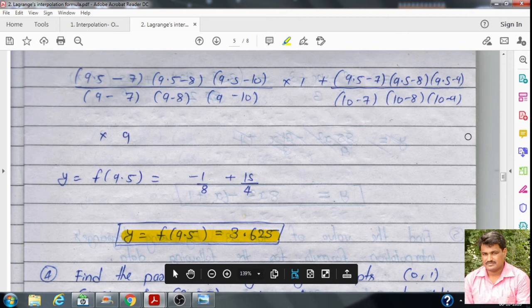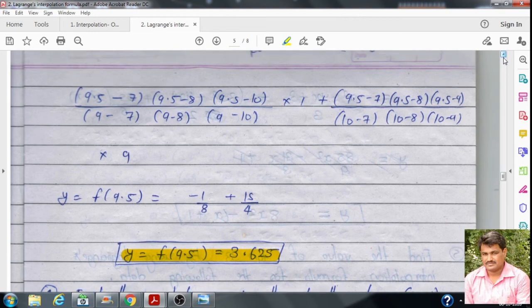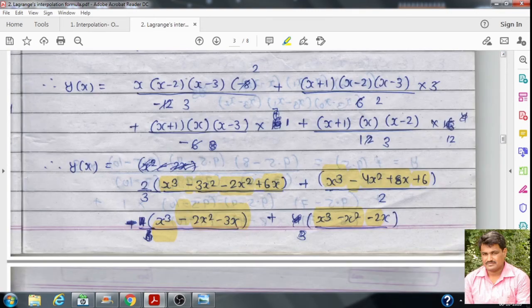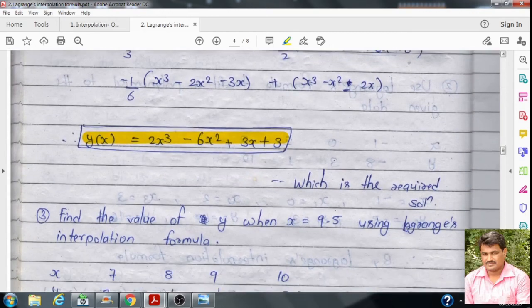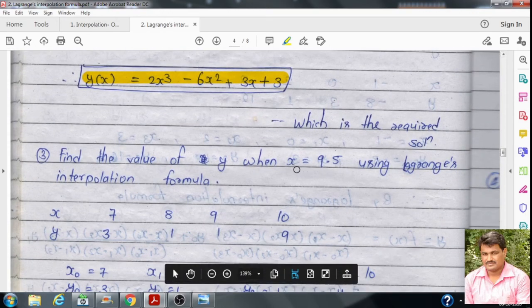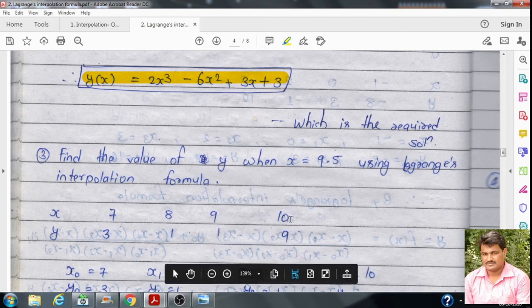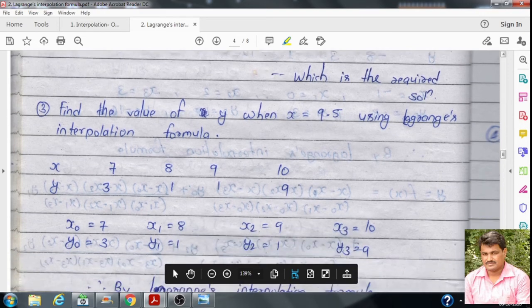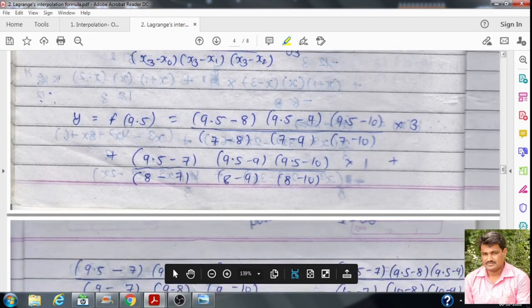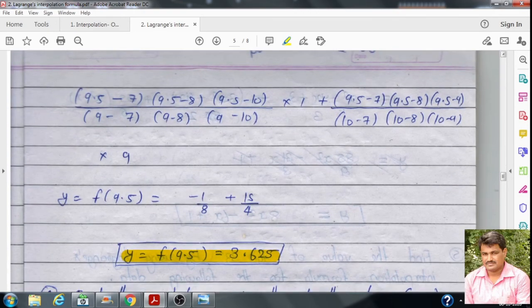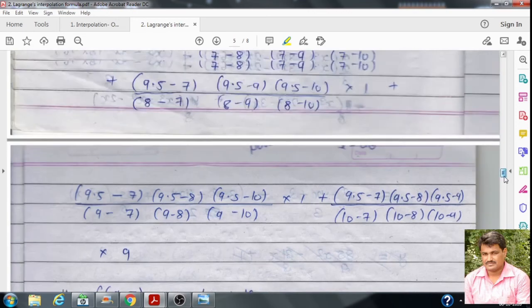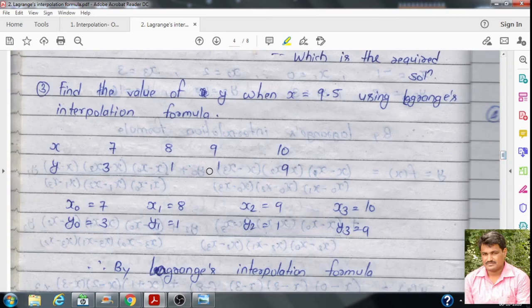And then for your confirmation you check. In the given data, x is given from 7 to 10, and x equal to 9.5 is a point in between 9 and 10. The value of y when x is equal to 9 is 1, and the value of y at x equal to 10 is 9. Then you check the value of y at x equal to 9.5, which is 3.625. This value should be in between 1 and 9.